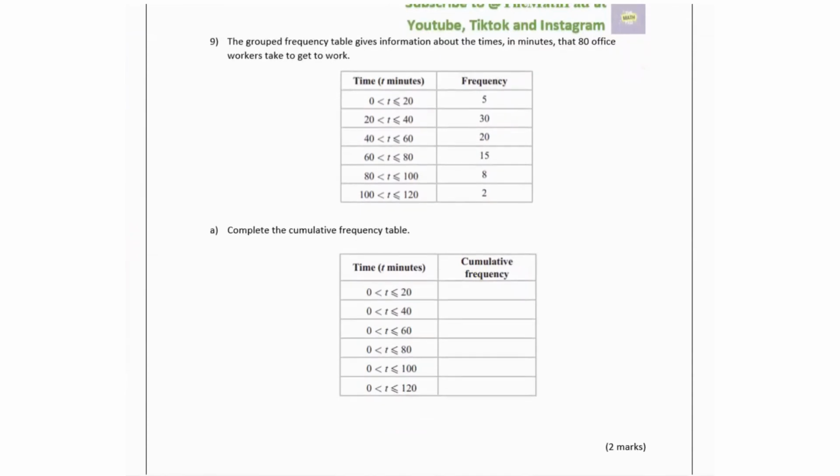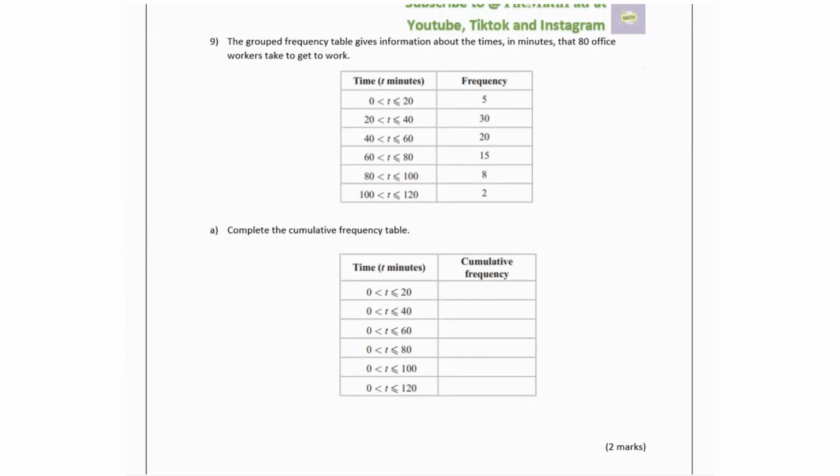Then it says the grouped frequency table gives information about the times, in minutes, that 80 office workers take to get to work. So again, we have a table which shows the class intervals and the frequency values. We have to complete the cumulative frequency table. So when you're trying to find the cumulative frequency, what we do is we add up the consecutive frequency values.